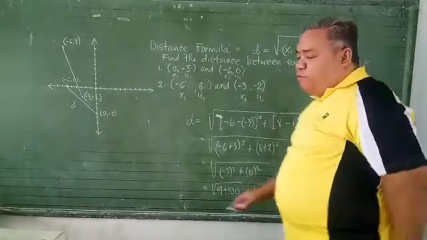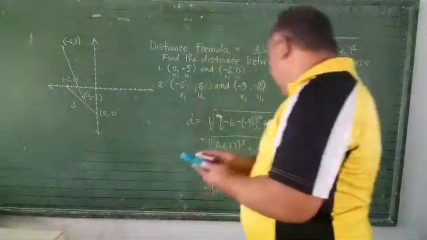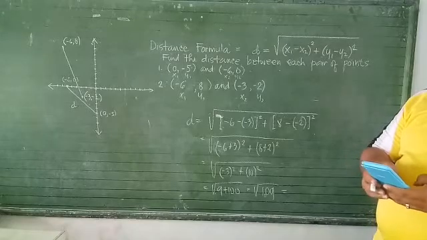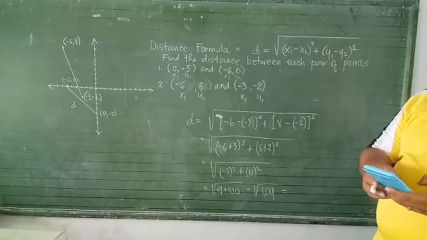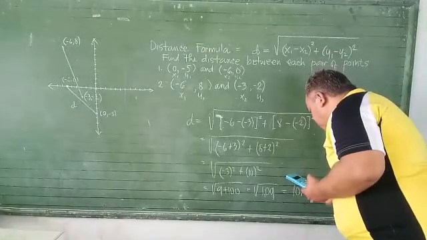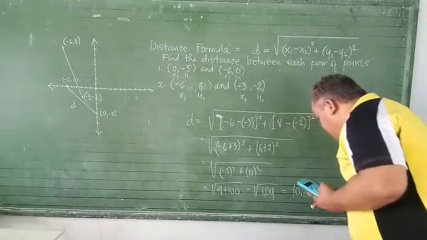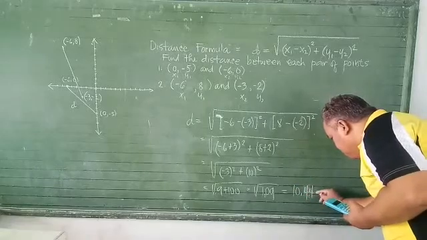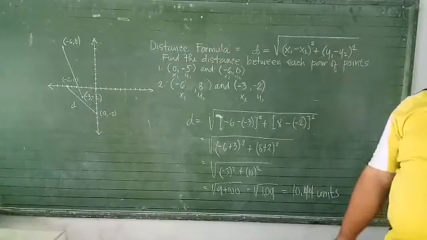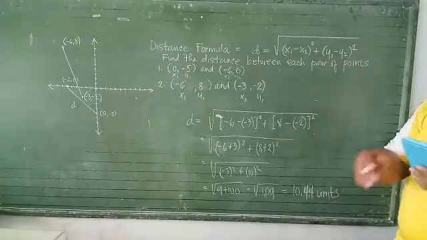What will be the square root of 109? Let us compute it with our calculator. The square root of 109 is equivalent to 10.44 units. So that is for our distance formula.